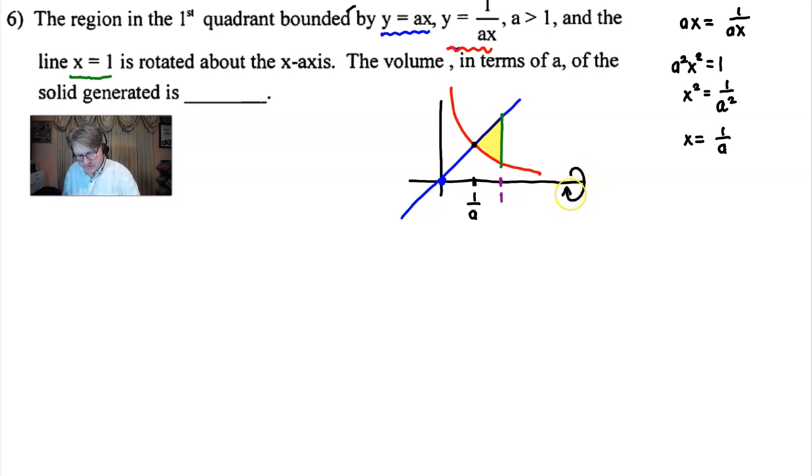So picture this, if you will. Picture this yellow region rolling around the x-axis, and it's going to create a three-dimensional shape. Unfortunately, it is a three-dimensional shape that I cannot even begin to draw. Now, I could try, if you want to have a good laugh. It would look something like maybe that. And then if I three-dimensionalize it, oh, I've just ruined the picture, haven't I? Pretty much have ruined the picture.